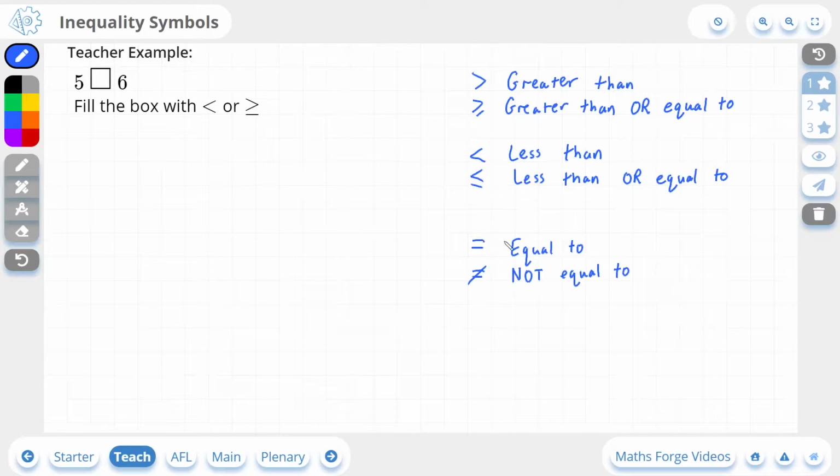And finally, we have equal to. I'm sure we're all familiar with this one. Number to the left, is it equal to the number to the right? And then we have not equal to. So the number to the left, is it not equal to the number to the right?